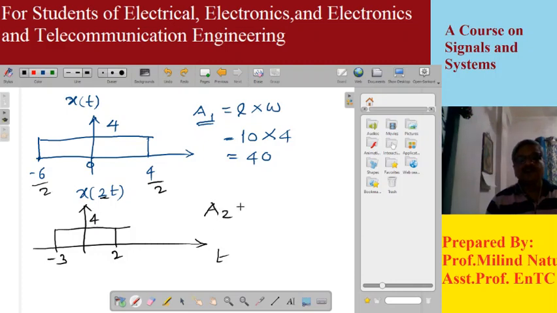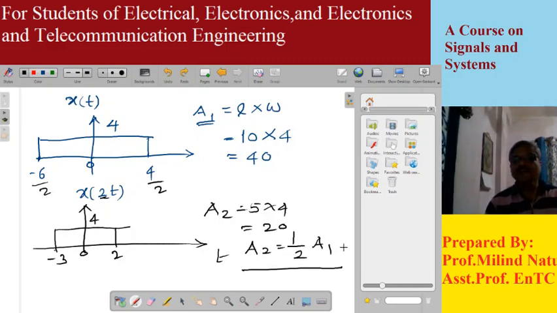So now my new area A2 will be equal to: from minus 3 to 0 it is 3 units, and from 0 to 2 it is 2 units. So 3 plus 2 is 5, and amplitude is 4. So 5 into 4 is 20. So my new area A2 is half of A1. And this is a very interesting property that I came up with.